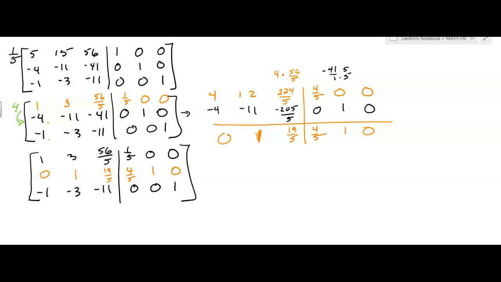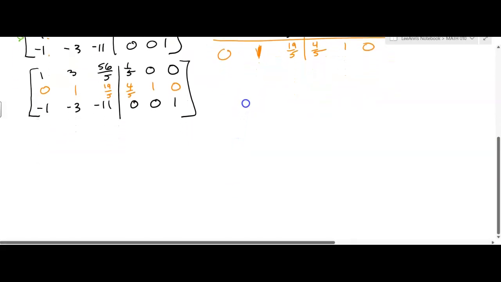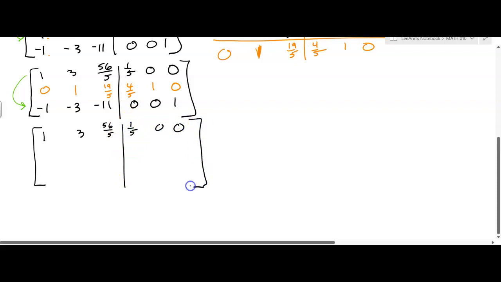Yeah, okay. Now we're going to take the top row and just add it to the bottom row, and we'll be replacing the bottom row. So I'm going to keep the top two rows that I have, 1, 3, 56 over 5. Eventually we'll get rid of that fraction, 1/5, 0, 0. And then the middle row, 0, 1, 19/5, another little fraction there, 4/5, 1, 0.